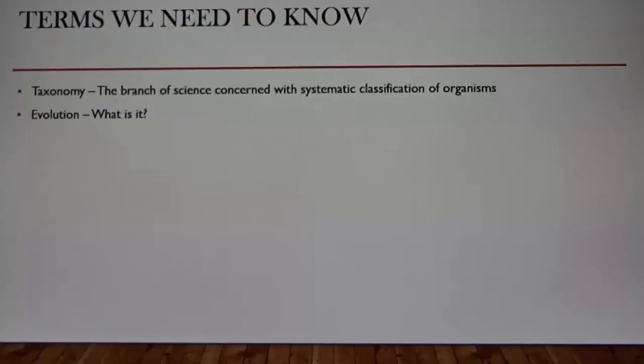Taxonomy. Early in our study we talked about different branches of science, because we're covering different branches of science throughout the course of our study. Taxonomy is the branch of science concerned with the systematic classification of organisms. One thing we need to understand is that this classification of organisms is obviously man-made, right? And it's based off of characteristics that are similar between organisms.